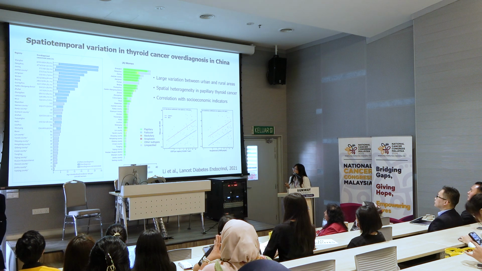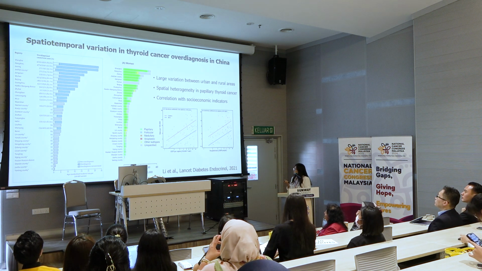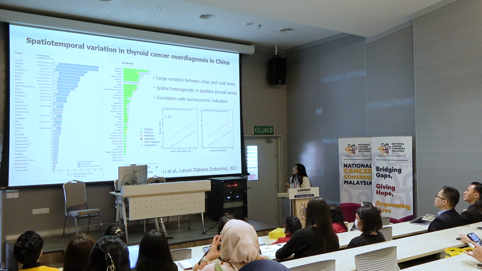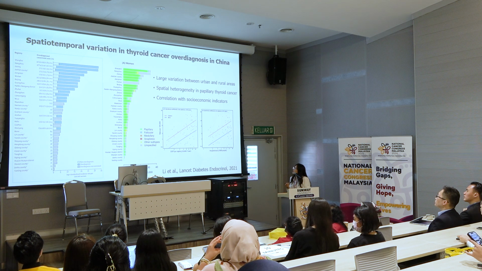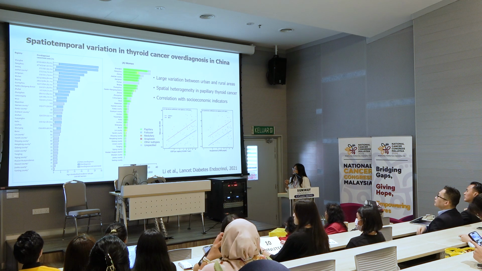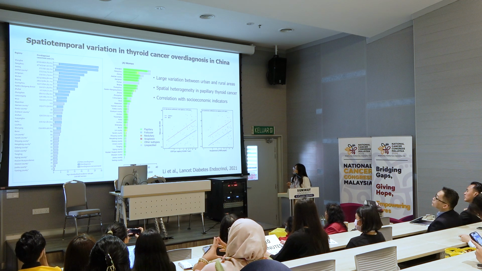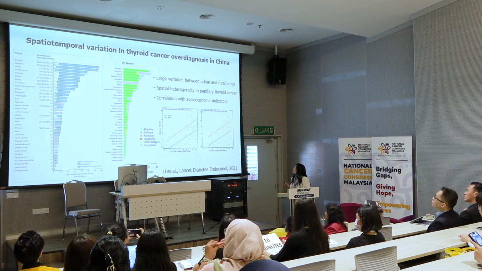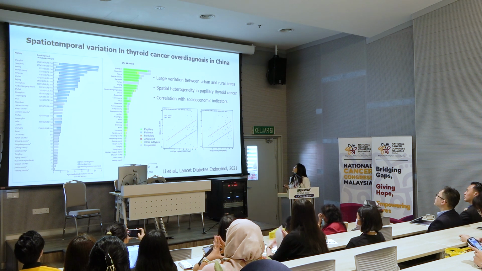Similar in China, we found a very large difference between urban and rural areas. And the large spatial heterogeneity is mainly contributed by papillary thyroid cancer and is highly correlated with socioeconomic indicators.